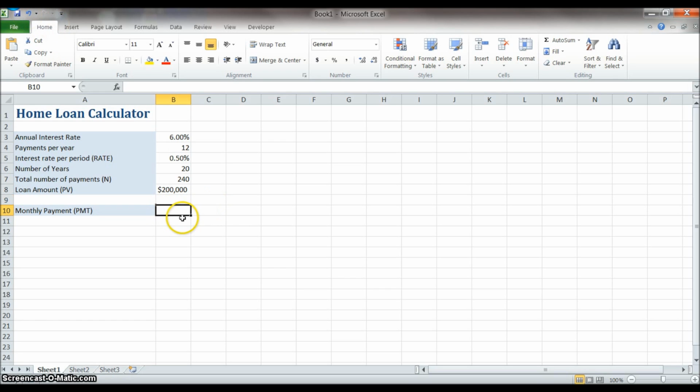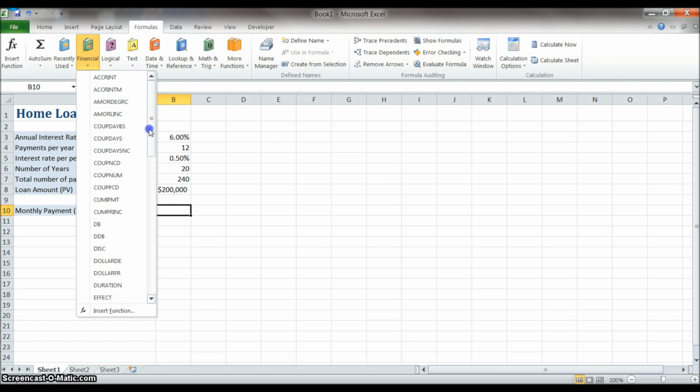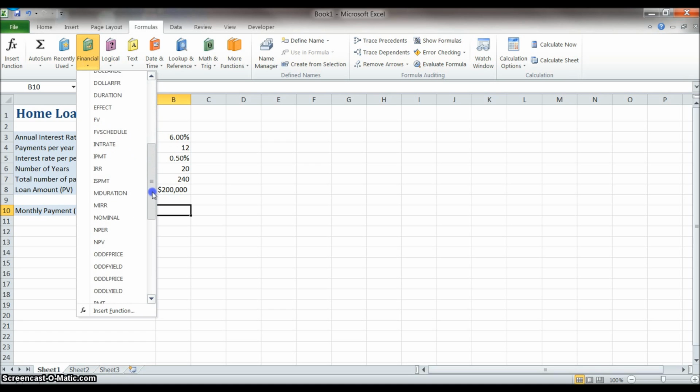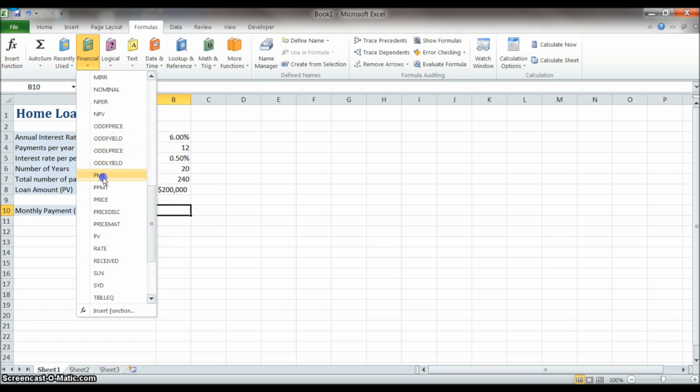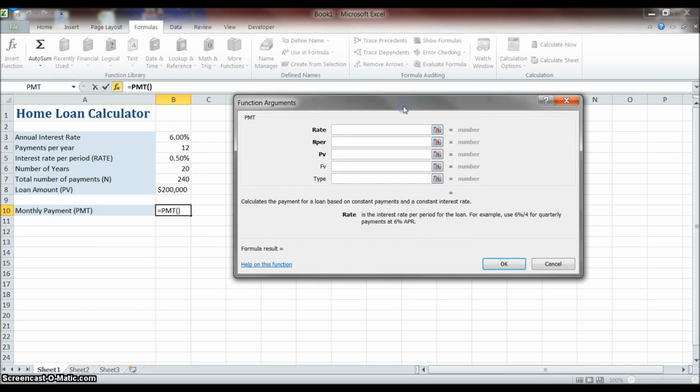So finally, in order to determine the monthly payment, we're going to go to our nifty financial functions, and we're actually going to calculate the payment. Okay, so you'll see that this dialog box pops up, and we have to enter a few things in order to get our answer here.